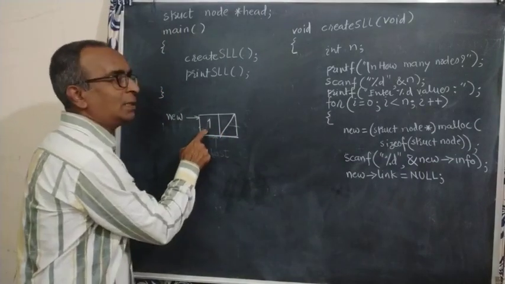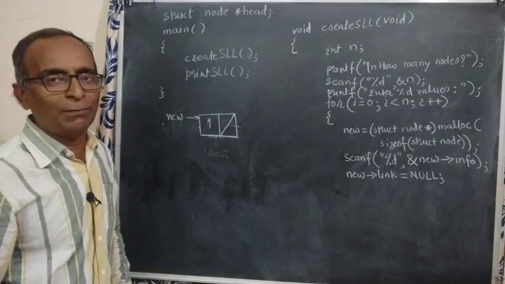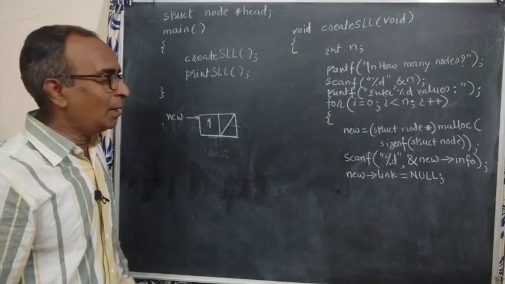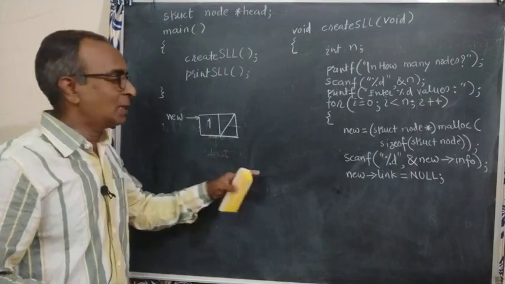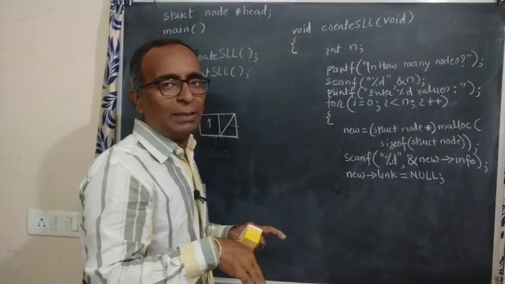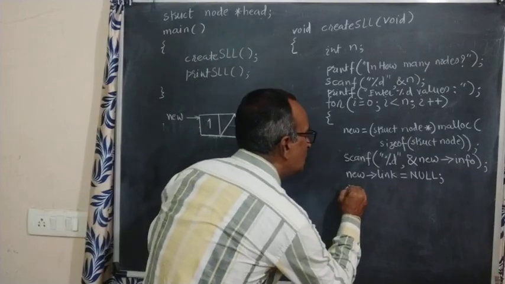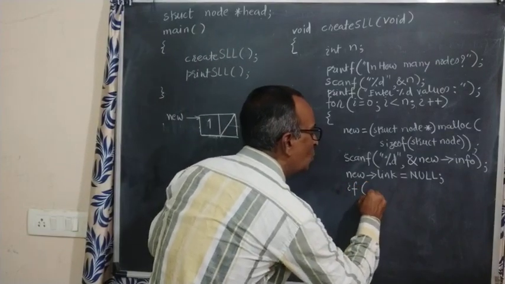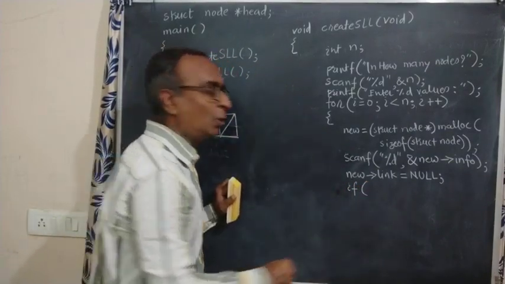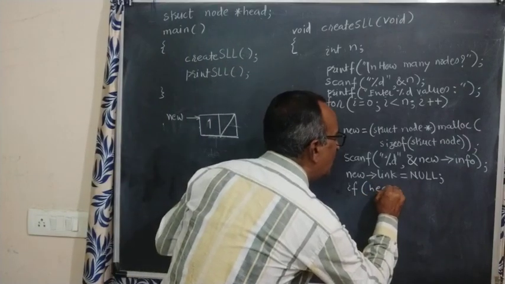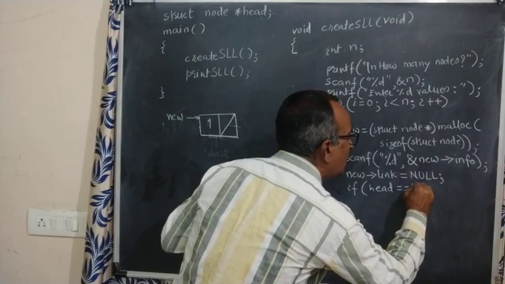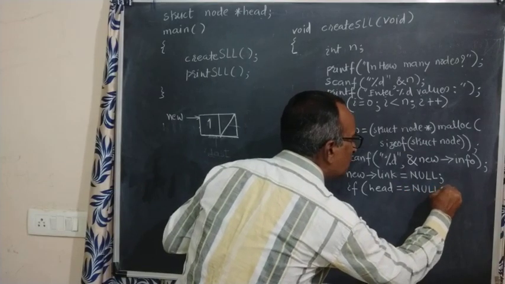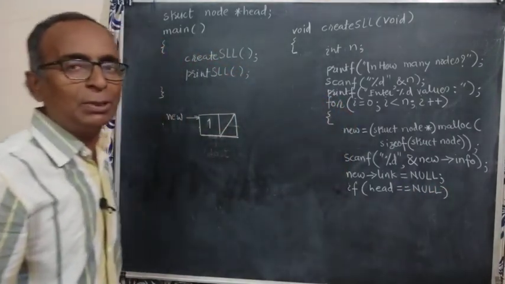Now as this is the first node, why I am saying this is first node? Because in empty list you are inserting. So when you are inserting in empty linked list, how to check whether linked list is empty or not? If head is not pointing anywhere, if head is equal to null, means what?